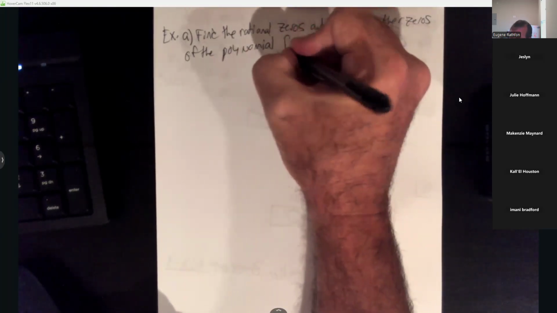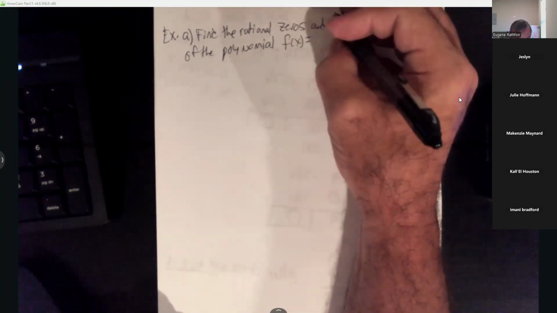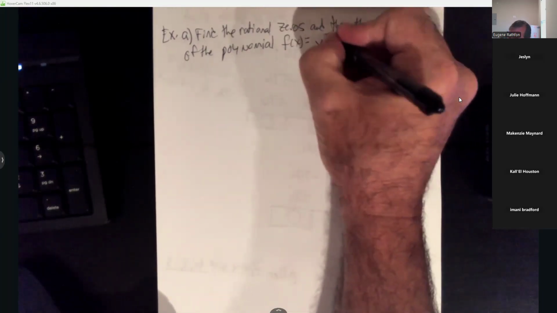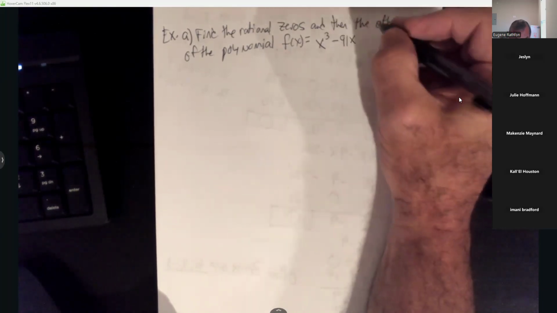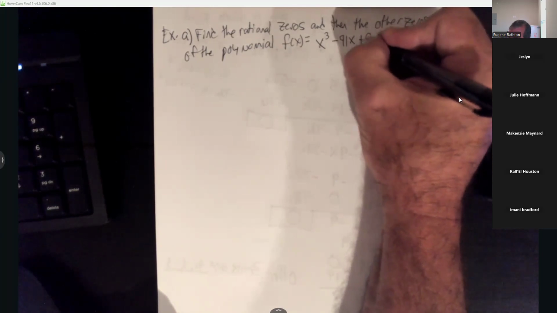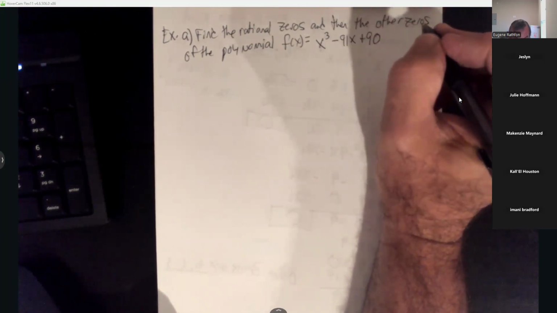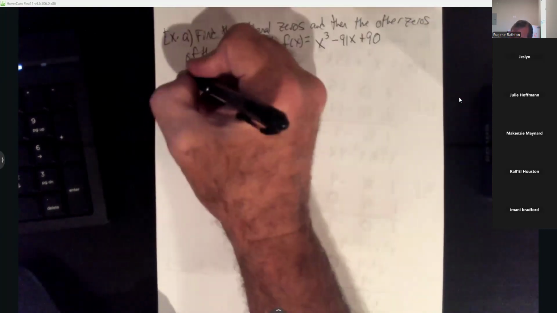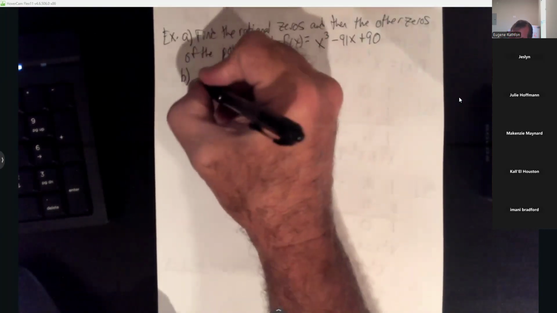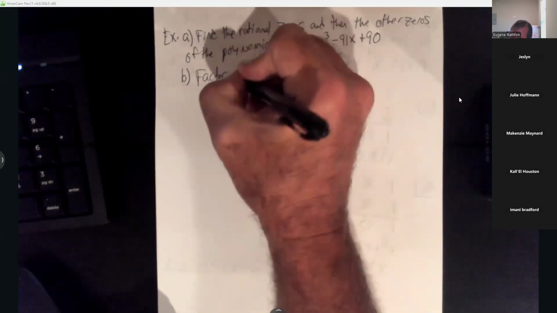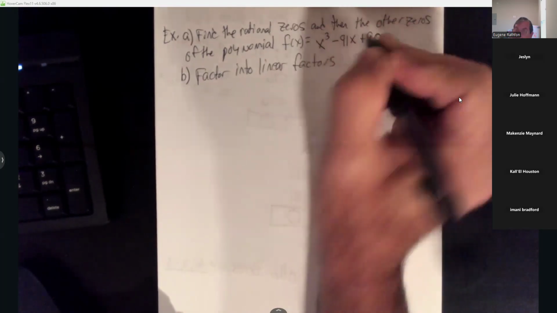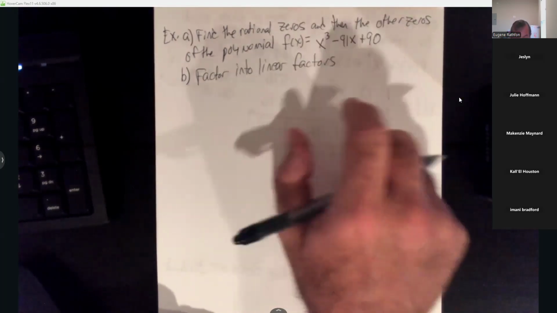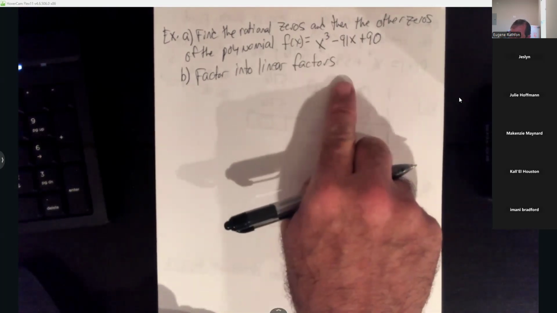and they're giving me f of x equals x cubed minus 91x plus 90. Then for B, they want me to factor into linear factors. And what that means is just put them in parentheses, okay? So I'll show you what they're talking about on that in a second.